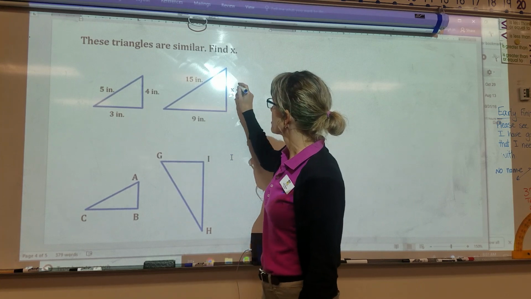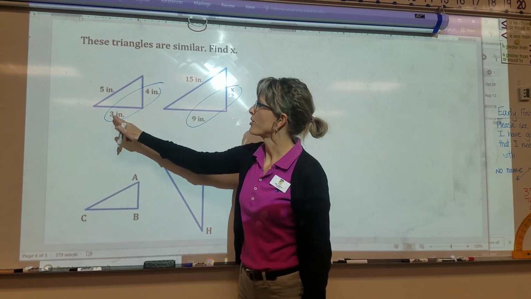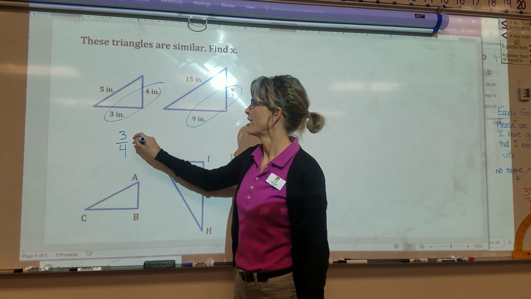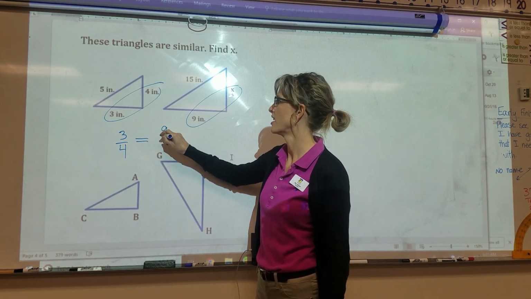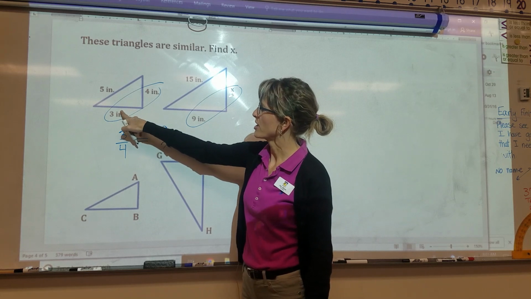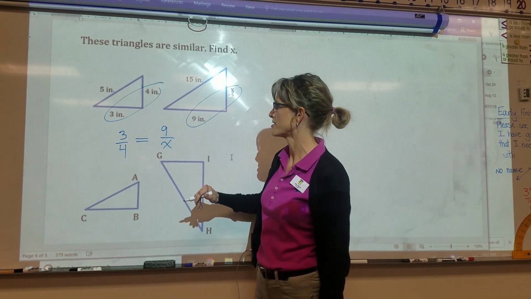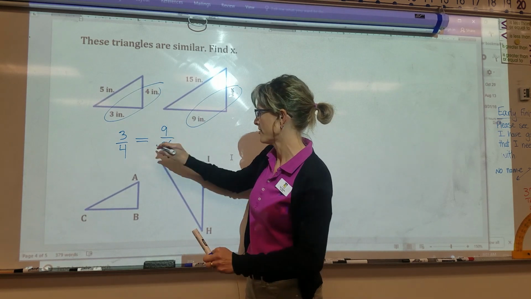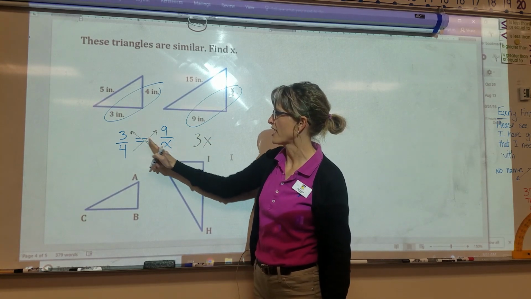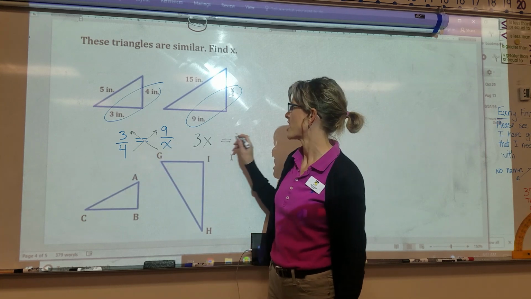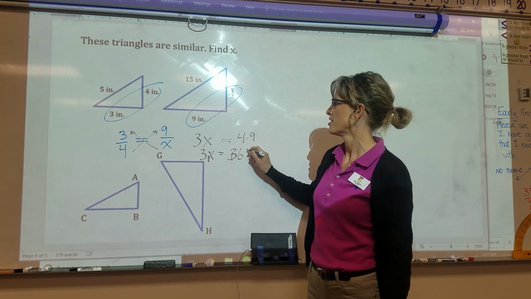I'm going to pick a pair of sides on each one that correspond to each other. I'm going to make a proportion with 3 and 4, and set it equal to 9 and x. Again, I went shorter to longer, shorter to the unknown, but they're the corresponding parts. Then I cross multiply: 3 times x equals 4 times 9. I'm going to solve that. 3x equals 36.